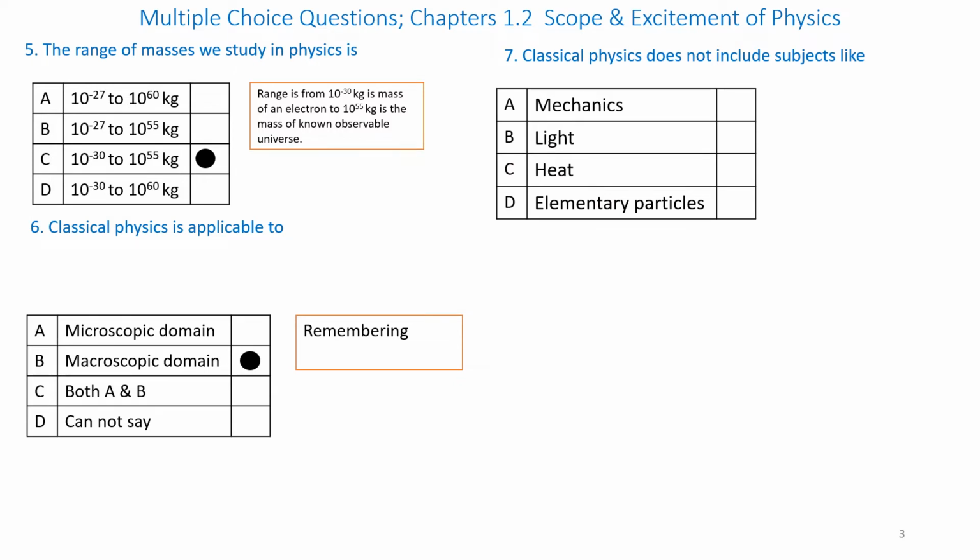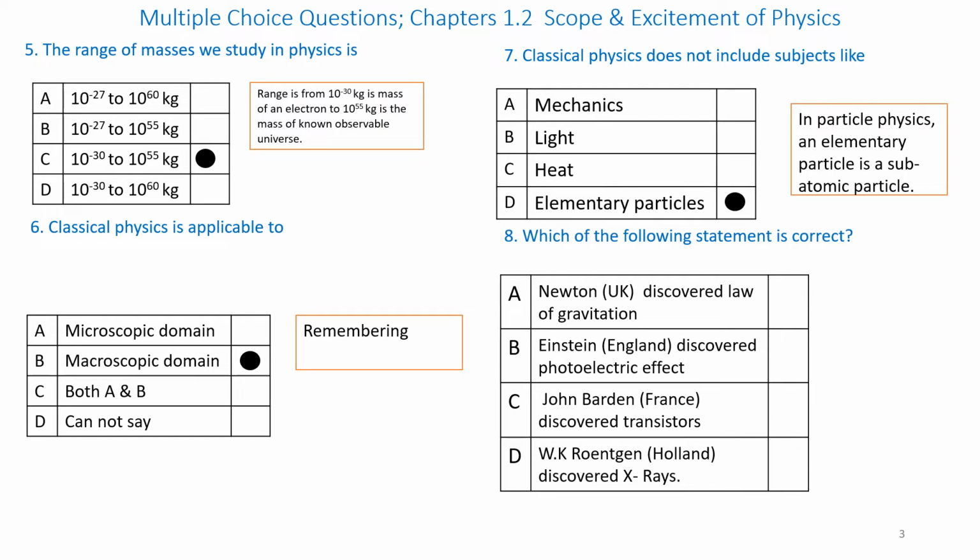Question number 7. Classical physics does not include subjects like A. Mechanics, choice B. Light, choice C. Heat, and choice D. Elementary particles. So A, B, C are included in classical physics, whereas choice D is not included. So the question asked is does not include. So we will mark choice D as the correct answer.